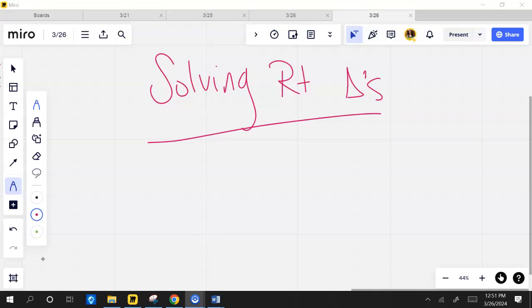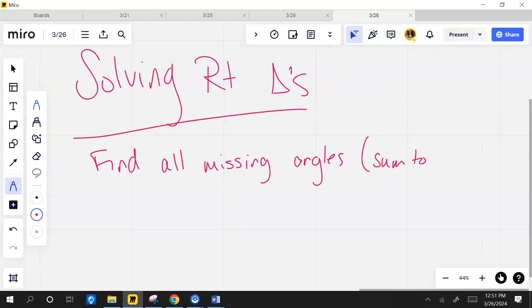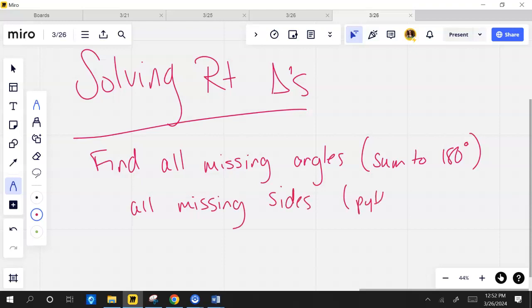All right, solving right triangles. Here's what we do when we solve right triangles. We find all missing sides. Actually, let me start with all missing angles. How many degrees does a triangle have? And all missing sides. In other words, we find everything. For this, we could use Pythagorean theorem or trig function. We could also use trig to find the angles, and I'm going to show you how we do that today, and that's going to be the new stuff here.